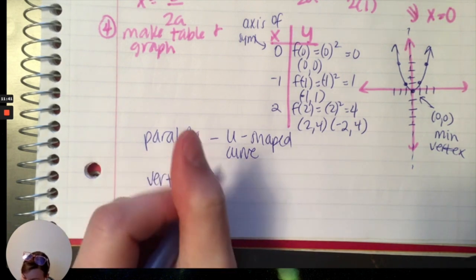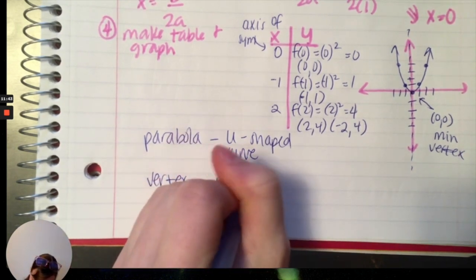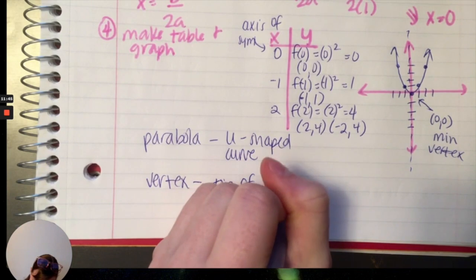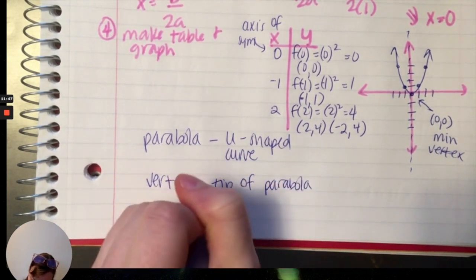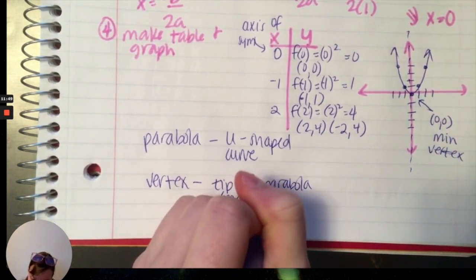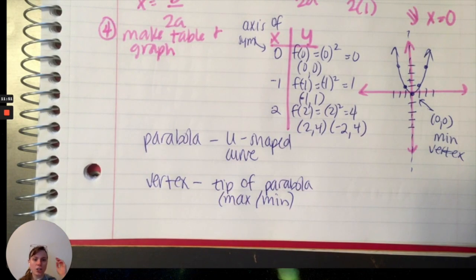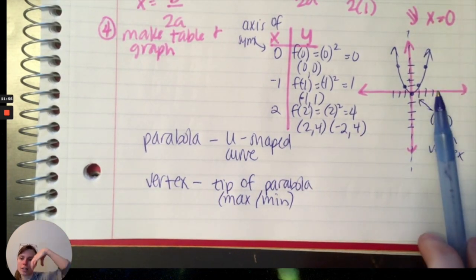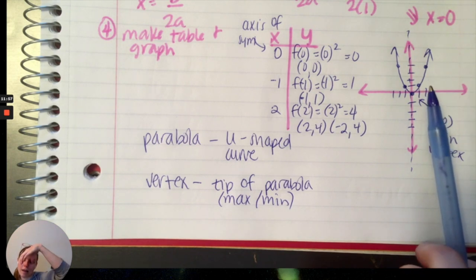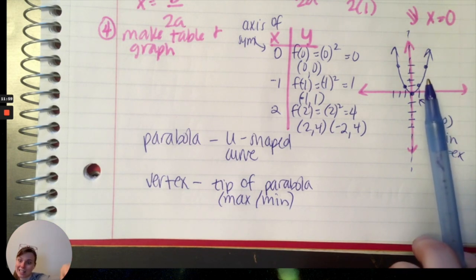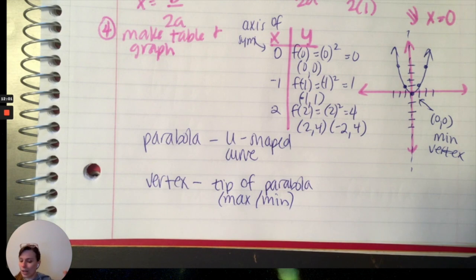Okay, vertex. So vertex is going to be the tip of your parabola, and this will always be your max or your min. All right, so if you have an extreme point, an extrema, then in this case we have a minimum, but if it was upside down, it would be a maximum. So there's only one max in this case, and there's only one min in this case. So, woohoo!